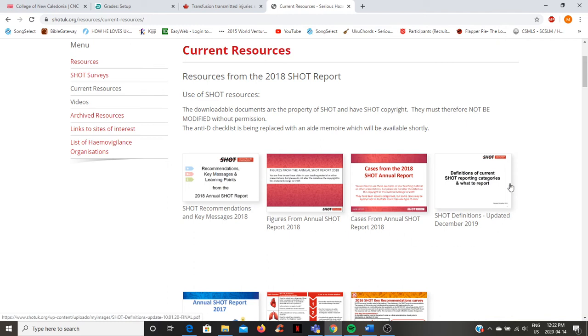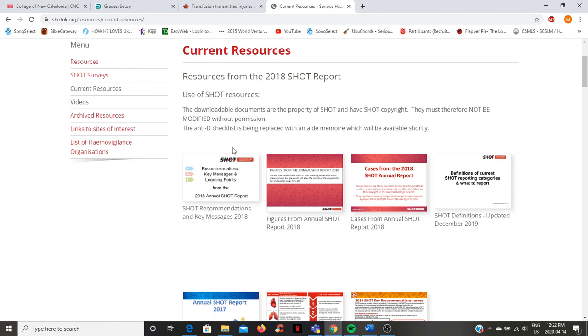If you're interested, there is this definitions and SHOT categories here. They use a lot of acronyms that we'll see, and so if you get lost in any of those, have a look at these definitions and it tells you about what all those acronyms mean.